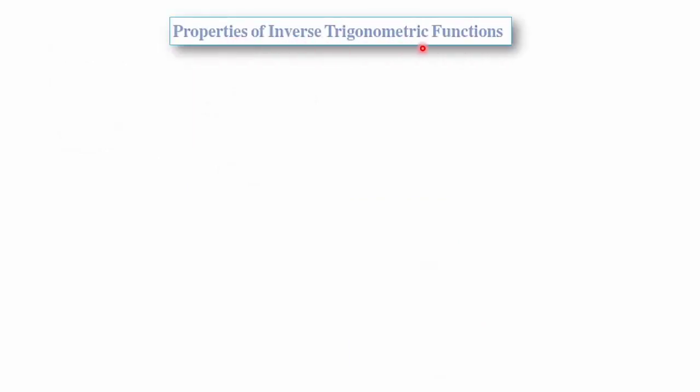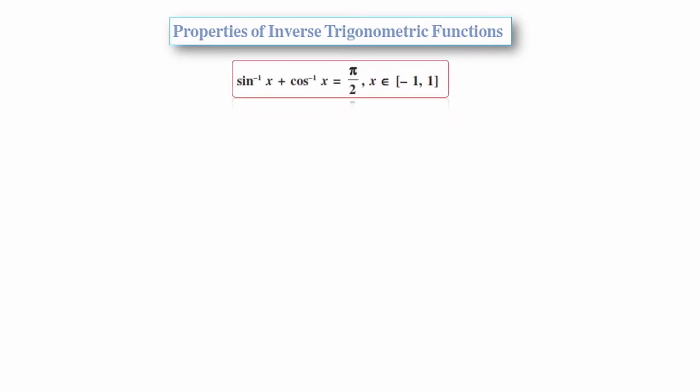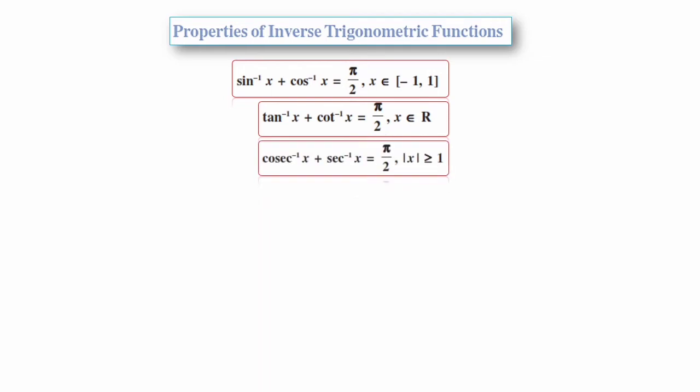Next we shall revise some more properties of inverse trigonometric functions. Here there are 3 more formulas. The first one, sin inverse x plus cos inverse x is equal to pi by 2. Tan inverse x plus cot inverse x is equal to pi by 2. Finally, cosec inverse x plus sec inverse x is equal to pi by 2. Here you have to group as sin and cos, tan and cot, cosec and sec.